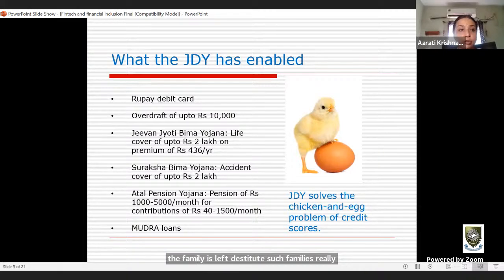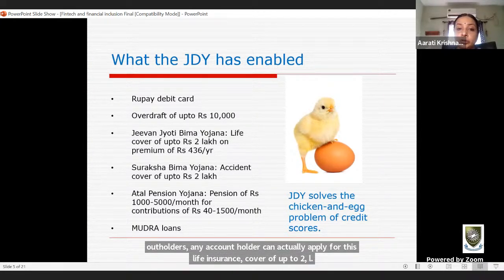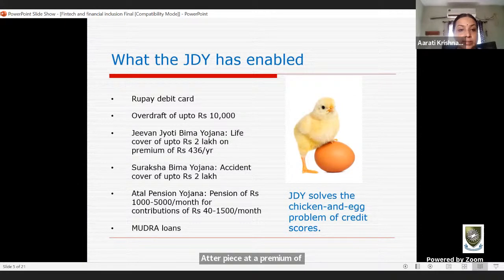But even today, if you go to the large insurers, it is very hard to actually get insurance for such people because they will insist on many things like proof of salary and income tax returns and all that. So what the Jan Dhan Yojana has done is made this basic life insurance universal for all the account holders. Any account holder can apply for this life insurance cover of up to 2 lakh rupees at a premium of 436 rupees a year, which is quite reasonable if you look at the general premiums.